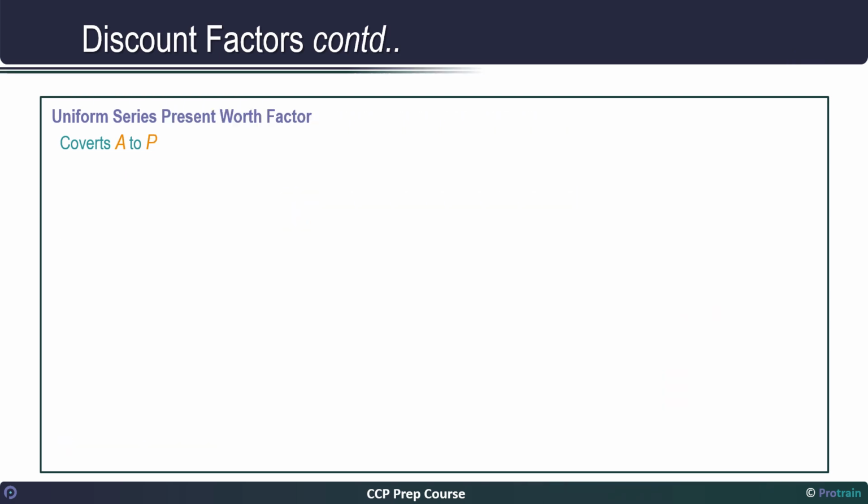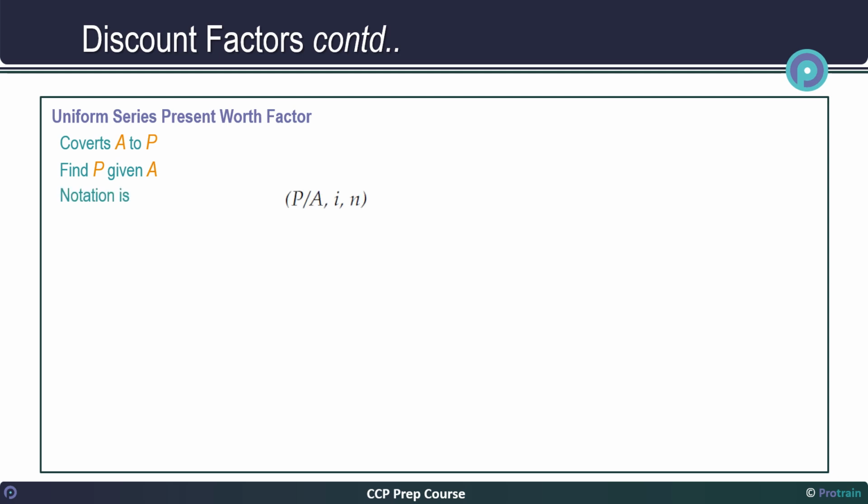Let us review uniform series present worth factor. This factor converts annuity or equivalent uniform annual worth to present value. In other words, it helps us find P when A is given. The notation is P by A, I, N. Formula is (1 plus I) to the power n minus 1, divided by I, into (1 plus I) to the power n.